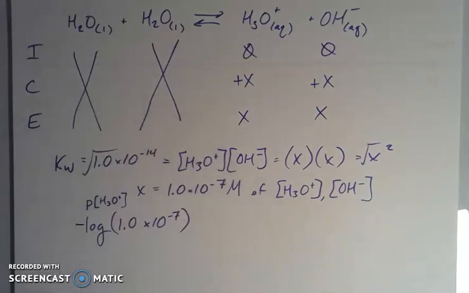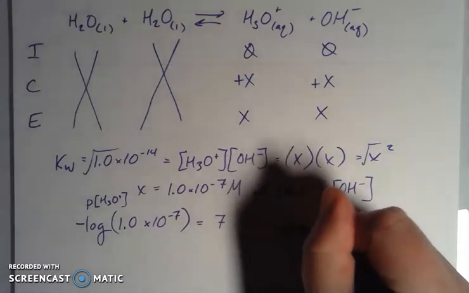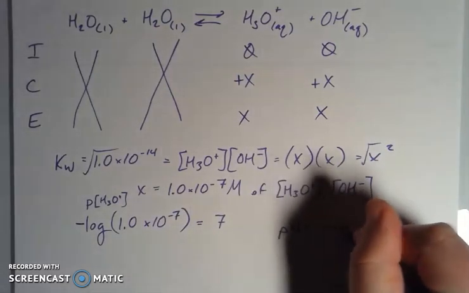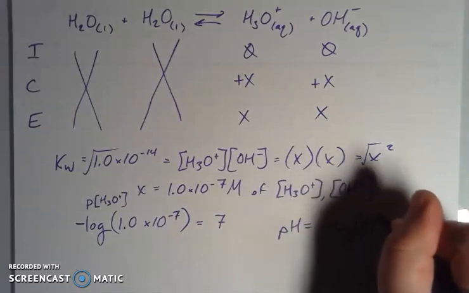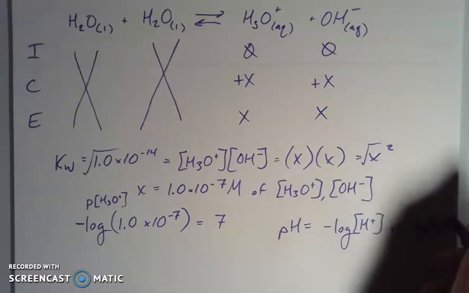When I take the negative log of this concentration, I get 7, which is why our whole pH scale is built around water, because 7 is a neutral pH. It's right in the middle. And so this 10 to the negative 14 gives me the boundary of the edge of my pH scale. So it's a 14-point scale, and it's based on this calculation where the pH is equal to the negative log of the concentration of hydrogen ions. Or you could say the negative log of the hydronium ions. It's the same number.